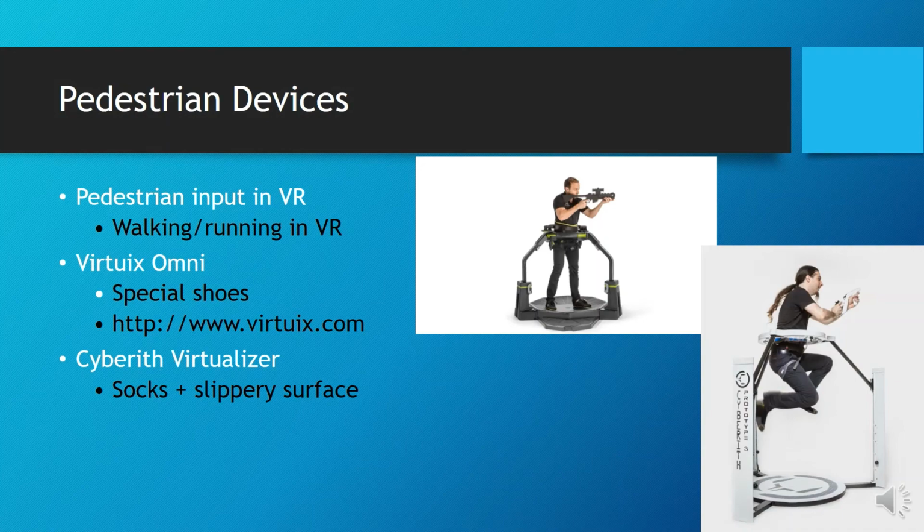If you look at this figure on the right hand side, this is an example of what pedestrian input devices look like. It has some kind of special surface, some kind of special shoes, and also some socks.